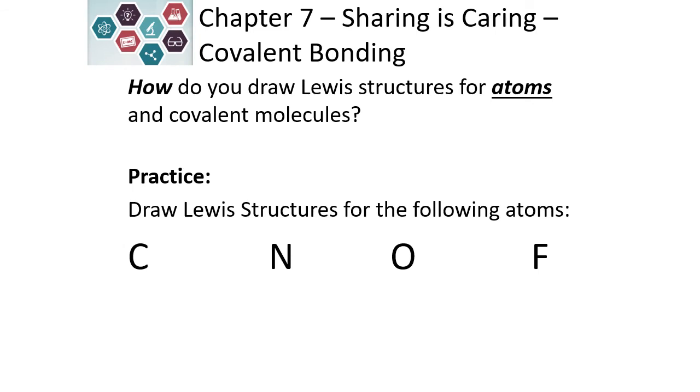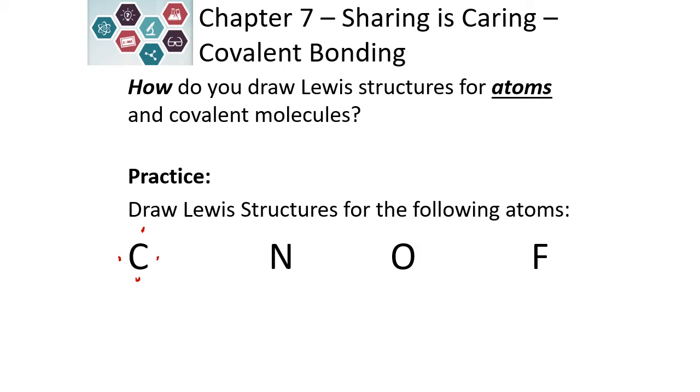Let's draw the Lewis structures for the following atoms. Carbon is located in group 4 or group 14 of the periodic table. It has 4 valence electrons. So we would start by drawing a dot on each side of the carbon. Because it only has 4, we have 4 unpaired electrons.